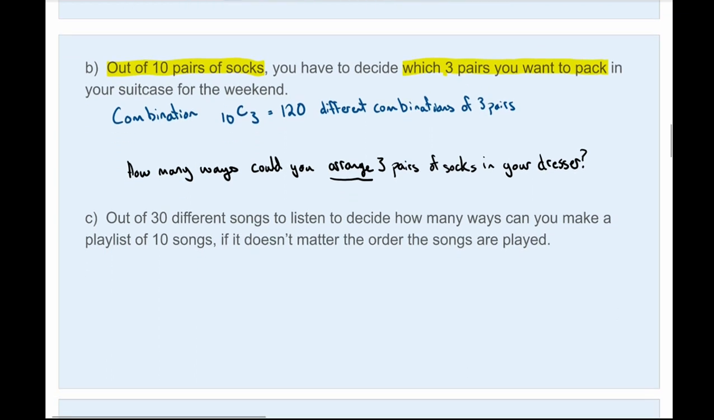For C, I'm going to let you try on your own. Again, read through the question, think about, is order important in this scenario or is it not? Come up with the calculation to figure out how many different ways the scenario could be done, and then try to rewrite the scenario or come up with a different question that uses the other calculation.